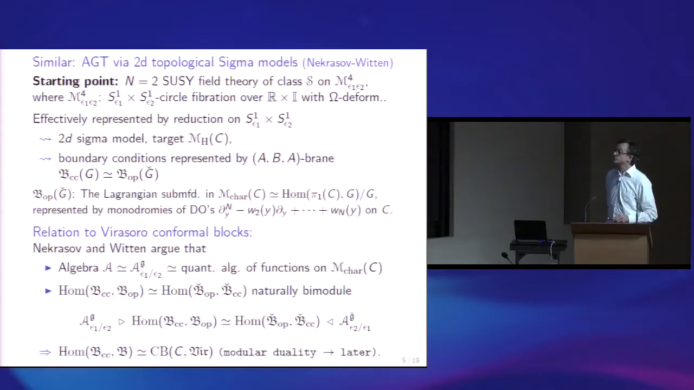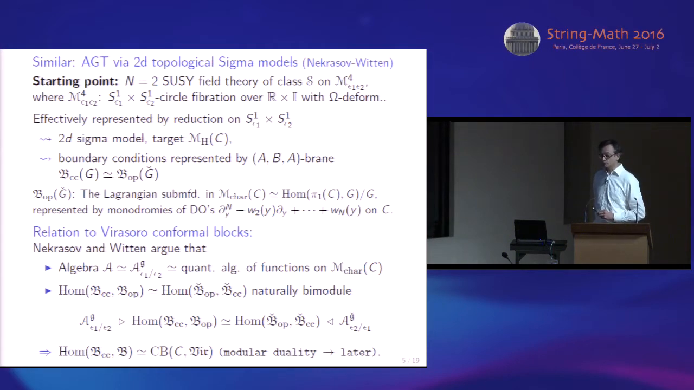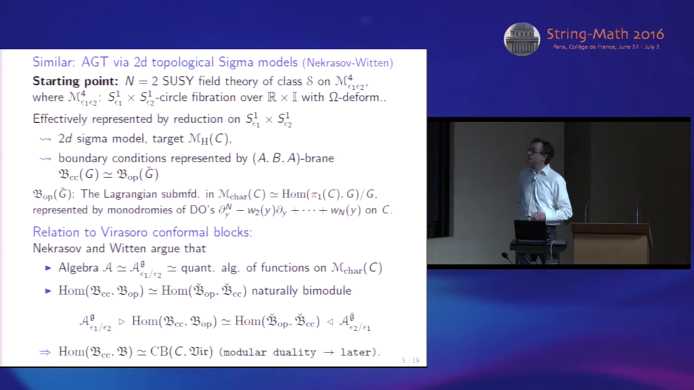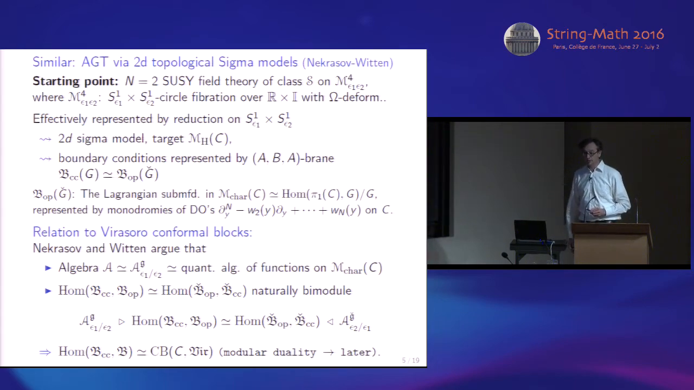And the quick way to introduce this brane is that we're talking about the Lagrangian submanifold in the character variety, which we can use to represent flat connections. So the space of homomorphisms from the fundamental group of the surface C into G modulo overall G action, that's the rough version of the definition. So we're considering a Lagrangian subvariety therein, which can be represented by the monodromies of the differential operators we have seen before, these opers. Right, so we have differential operators. We can study the monodromy action on solutions of the corresponding differential equation. This defines a submanifold of the character variety.